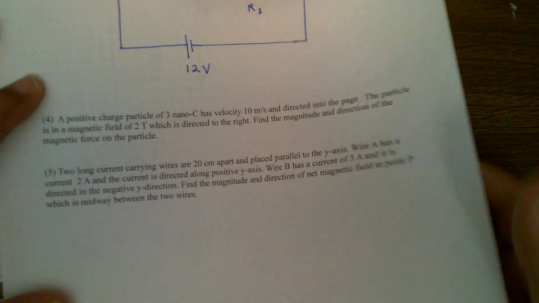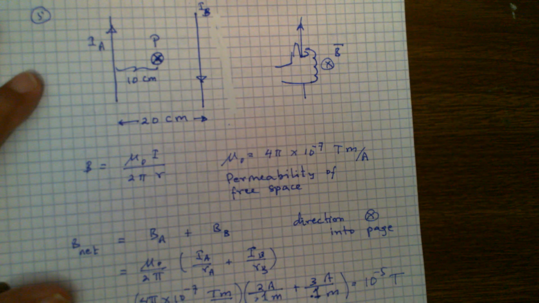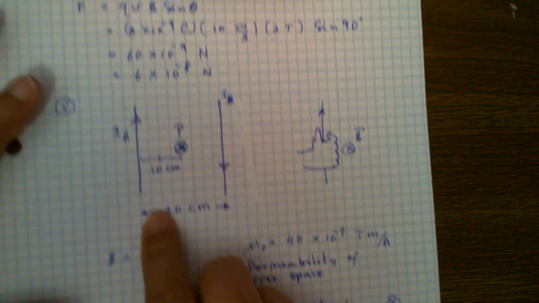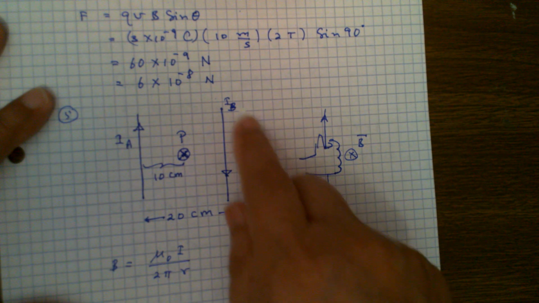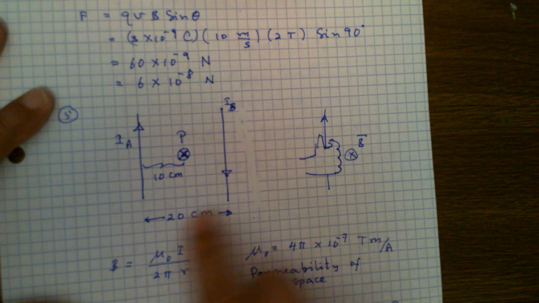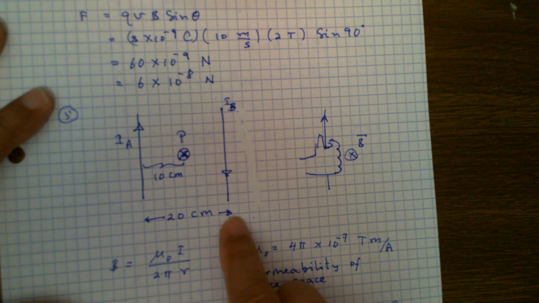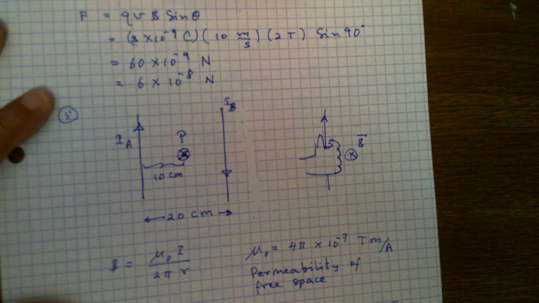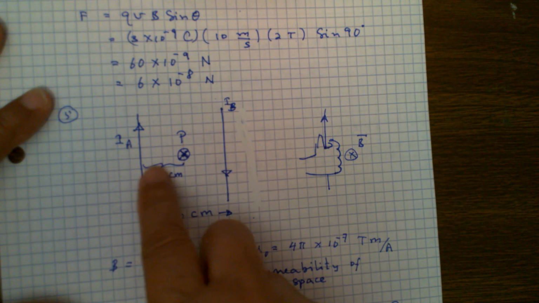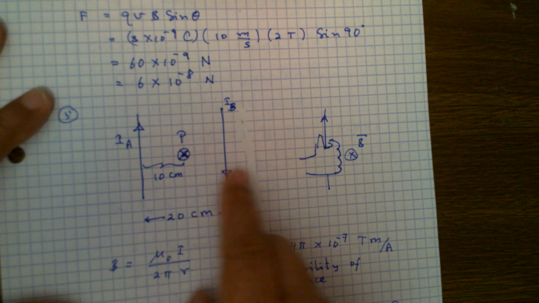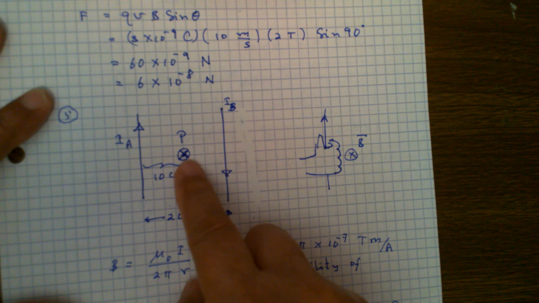So, you have 2 wires. Current in wire A is going up, current in wire B is going down. They are 20 centimeters apart, and point P is midway between them. That means it's 10 centimeters from wire A and 10 centimeters from wire B.